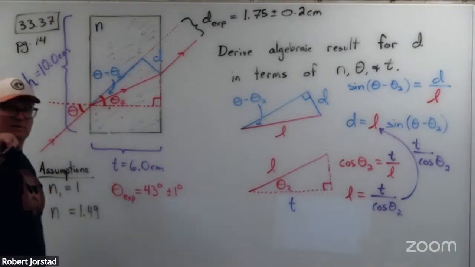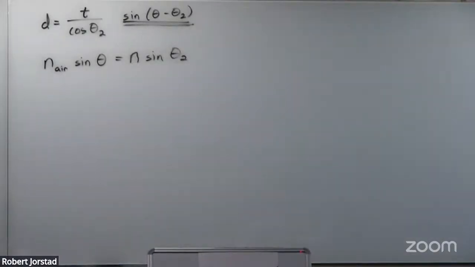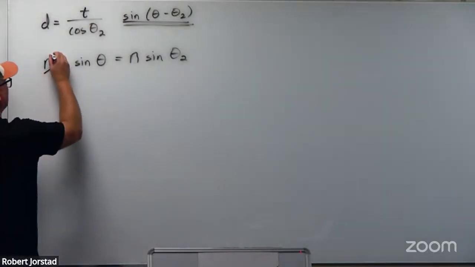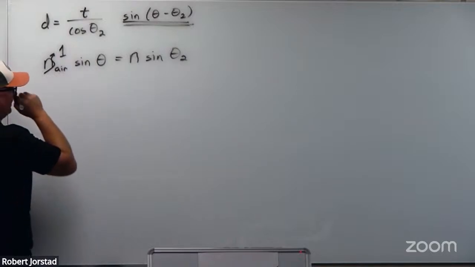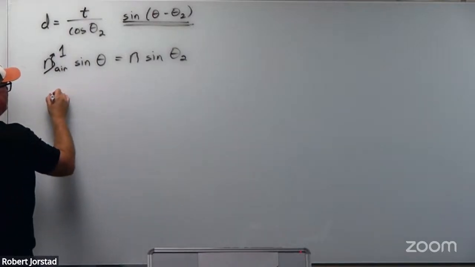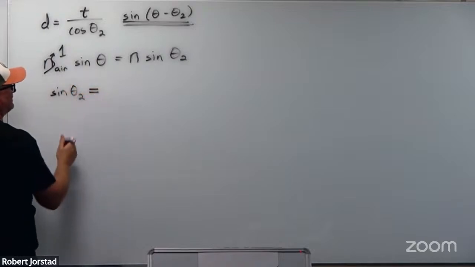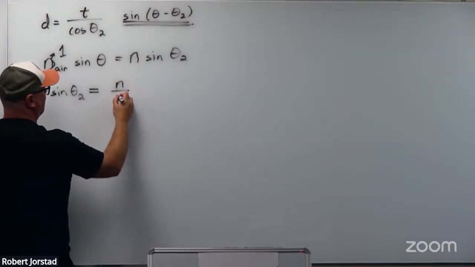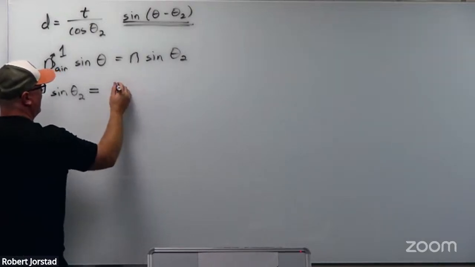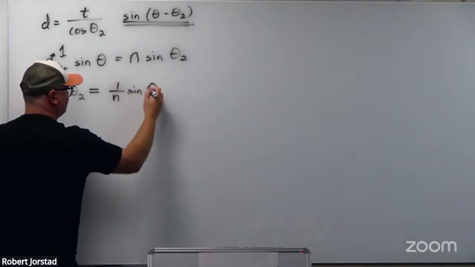Oh, whoops, I'm on the wrong button. There we go. Now in this case, we could simplify this. This is 1, and that just cleans things up a little bit. So notice sine theta 2 is equal to 1 over n sine theta.